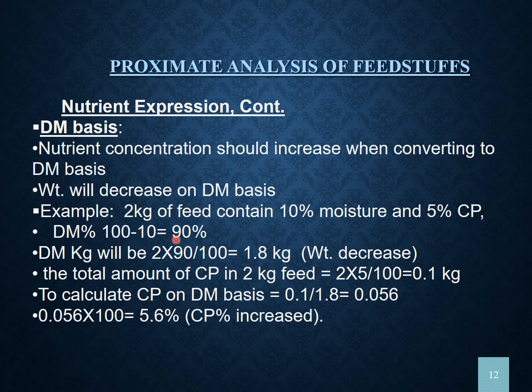So how do we do that? By multiplying the percent of dry matter by 2 kilograms to get the amount of dry matter. So the amount of dry matter in kilograms will be 2 kilograms multiplied by 90%, which is 90 divided by 100 because it's a percentage, equal to 1.8 kilograms.